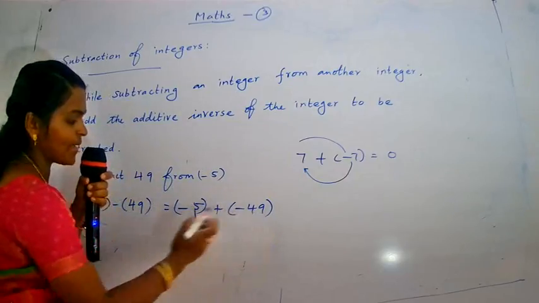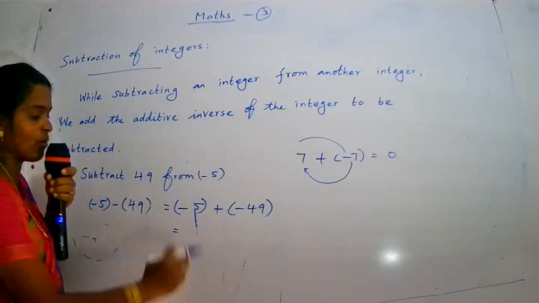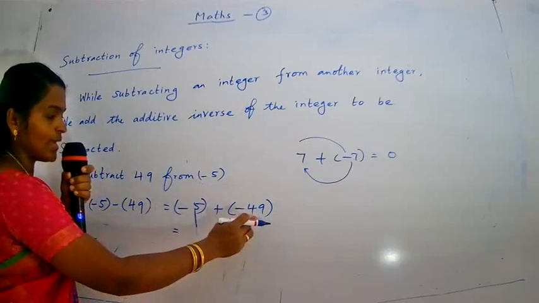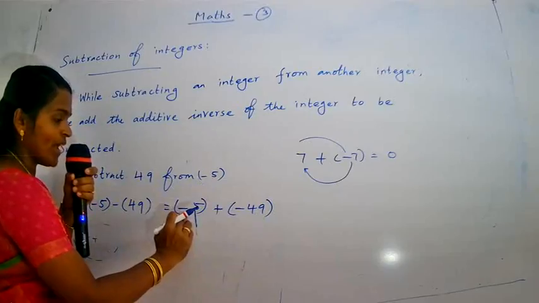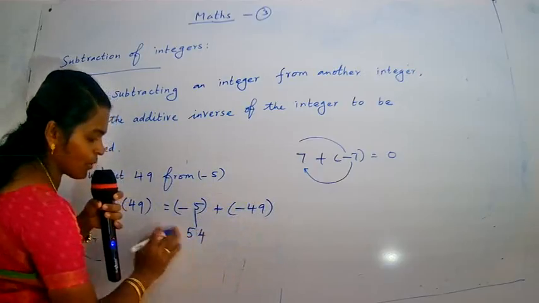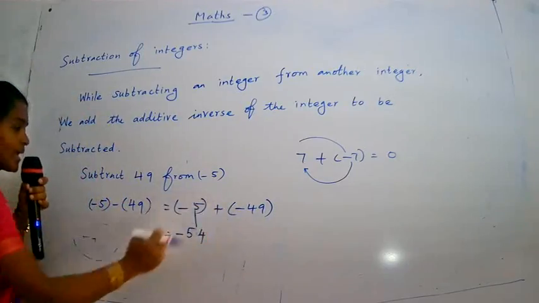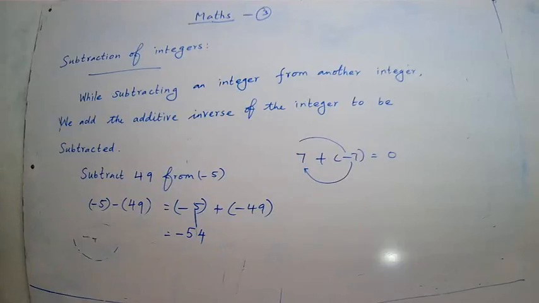Minus 5 plus minus 49. What is the answer? Having the same sign, addition. That is very easy now. Minus, minus. The two integers having the same sign, so we find the sum. So 5 plus 49 is equal to 54. What is the sign? Minus. Why? The integers have a negative sign. So your answer is minus 54. Yes children? Clear? Subtraction of integers is also very easy, like addition of integers.